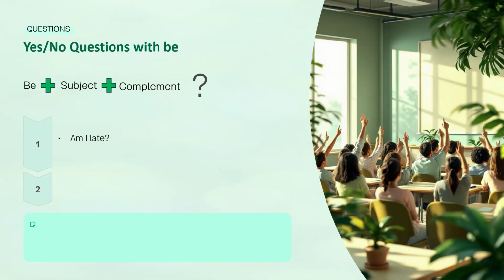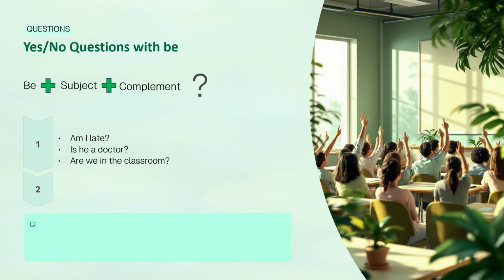For example, in am I late, am comes first. I is the subject, and late is an adjective complement, asking about my state. In is he a doctor, is is the verb, he is the subject, and a doctor is a noun complement, asking about his role. And in are we in the classroom, are is the verb, we is the subject, and in the classroom is a prepositional phrase asking about our location.